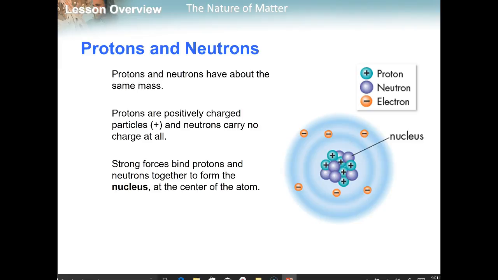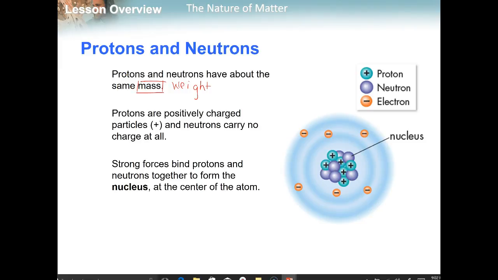So protons and neutrons, they have about the same mass. When we think about the Earth, mass is equivalent to weight. Gravity makes it weigh something. But if we were out in space and we didn't have any gravity, then we really don't have weight. And then that's when we have mass.